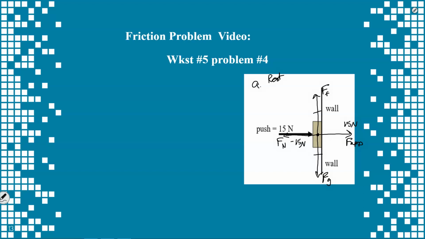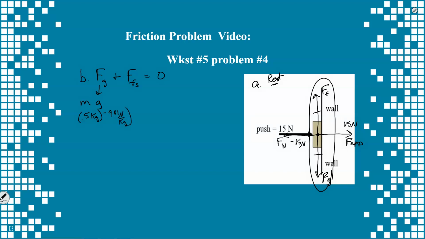Now, part B asks you to figure out what is the force minimum so that this doesn't slide, so we know it's got to be at rest. So if we're looking at these forces, in the vertical direction, we're going to look at summing those two forces. So for part B, we would say force gravity plus force friction, and this would be static because it's at rest, equals 0 because it's balanced. Then to figure out force gravity, it's m times g. So the mass of this book, I believe, is 0.5 kilograms times gravity, which is negative 9.81 newtons per kilogram, plus that force friction static equals 0.